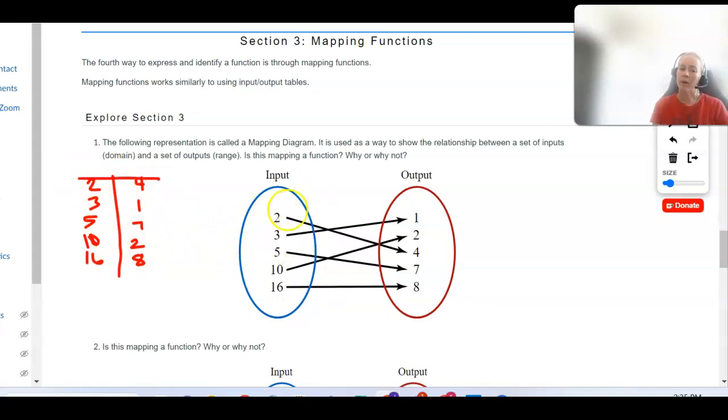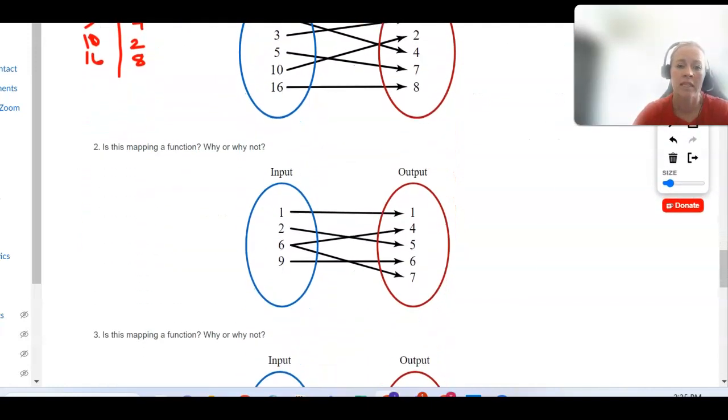But this is just a different way of drawing it out. So you write all the numbers from least to greatest here, all the outputs from least to greatest here, and then just draw an arrow connecting them. And so what we can do is look, is there more than one arrow going from an input? If there's more than one arrow going from an input, it's not a function because that would mean a repeating input. So let's look at this one.